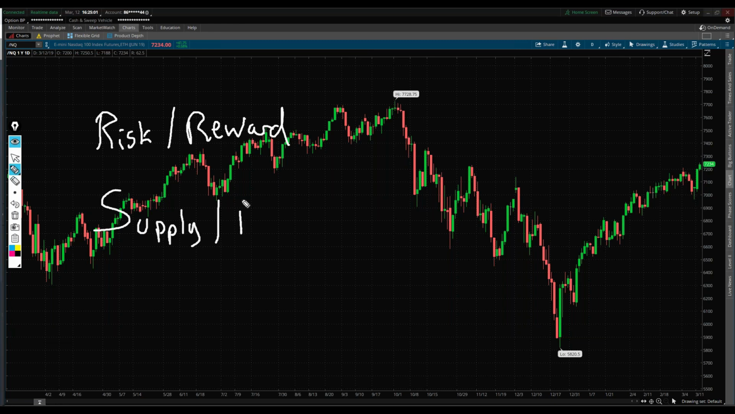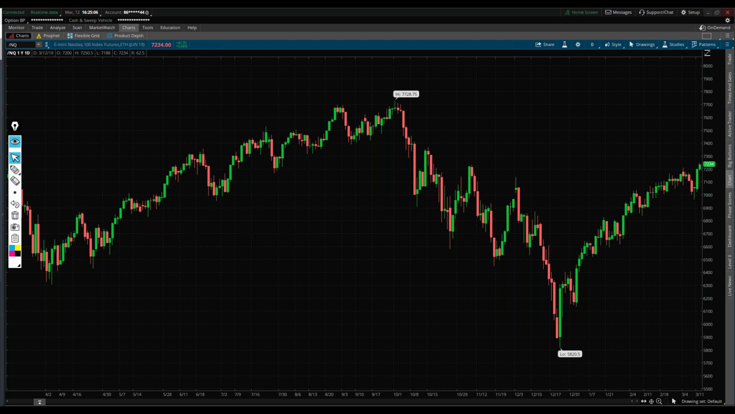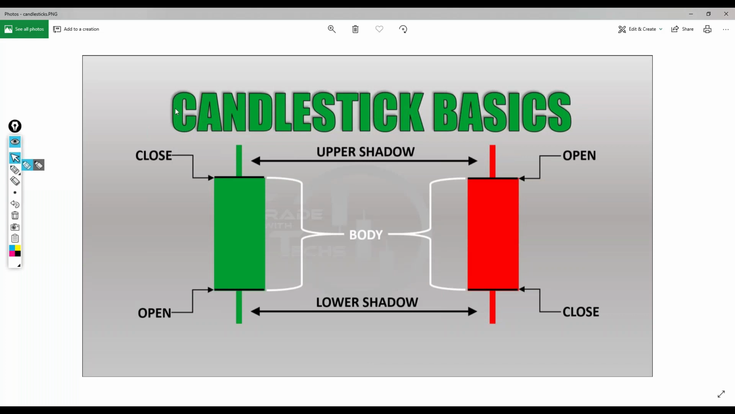Okay, and I'm going to pull up a picture right here in the background to give you a better idea of what I'm talking about. So these are the Candlestick Basics. It's just a little image that I threw together here. Supply and demand applies to everything that we do on a daily basis. And more specifically, it applies to the price, right?